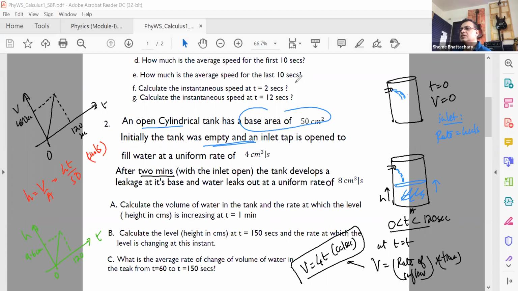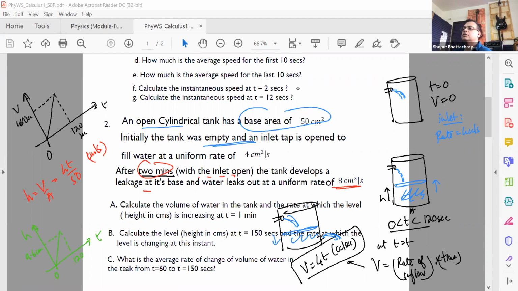Now see what's happening in the second part of the situation. After 2 minutes, the tank develops a leakage at its base at a uniform rate of 8 centimeter cube per second. But at the same time, the inlet is also open. So now when we take a relook at this situation, what is happening after 2 minutes is that water continues to come in, but at the same time, there's also leakage. So there is inflow, but there's also outflow, and the outflow dominates. So now the level of water will start decreasing.